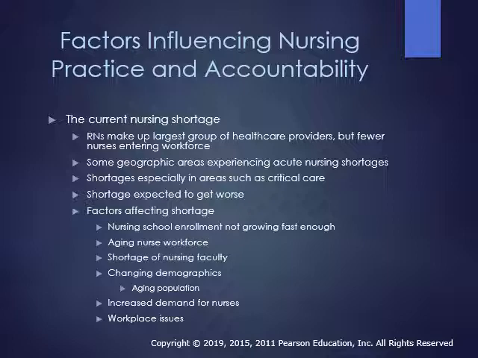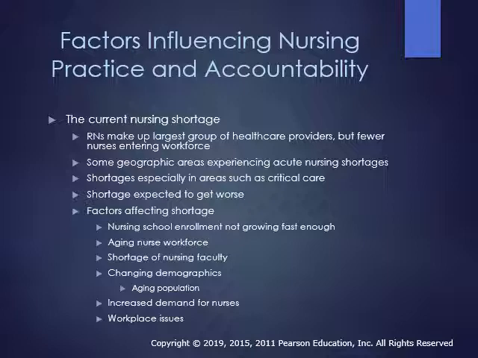Let's look at some of the factors that affect the shortage. The nursing school enrollment is not growing fast enough to keep up with the workplace needs. Aging nurse workforce, I just mentioned. There's a shortage of nursing faculty, which, to be quite honest, is what drives nursing school enrollment. There have to be a specific number of faculty per student in the clinical setting, and that's per state board of nursing. So we have to have faculty in order to admit a larger number of nursing students.